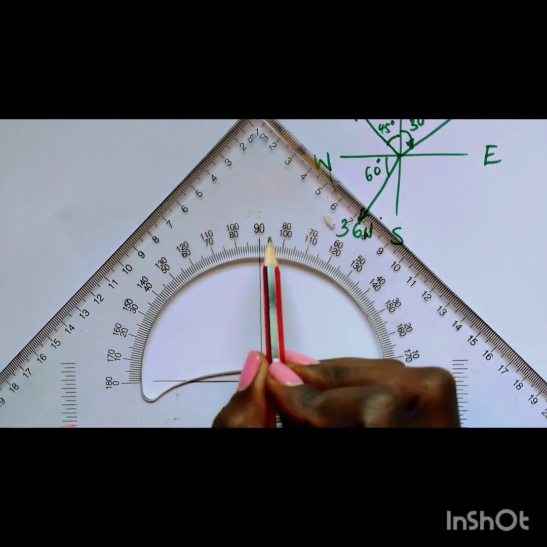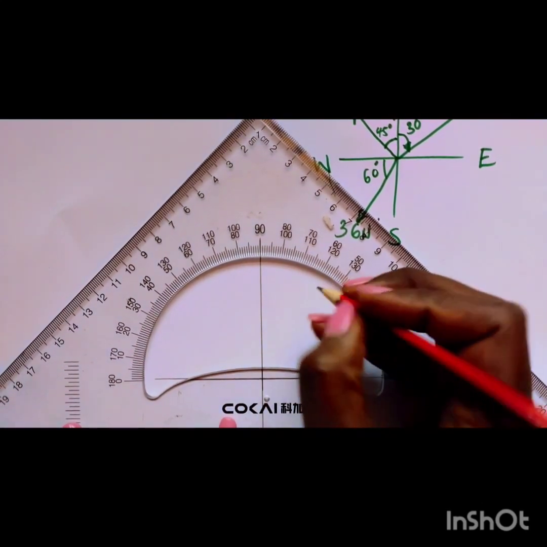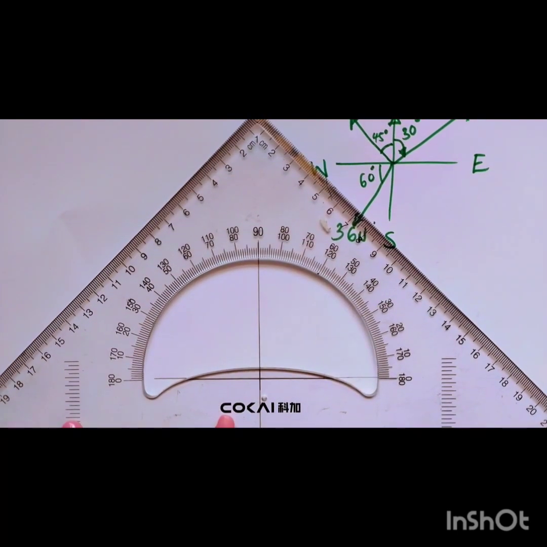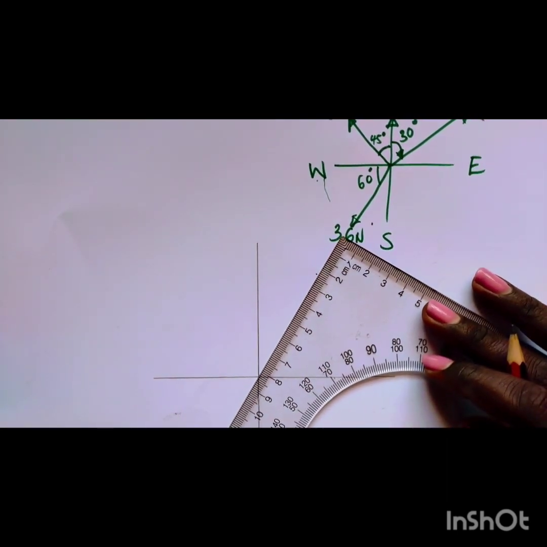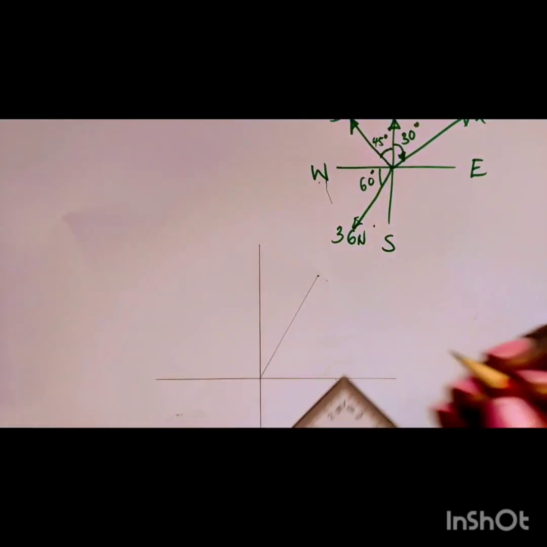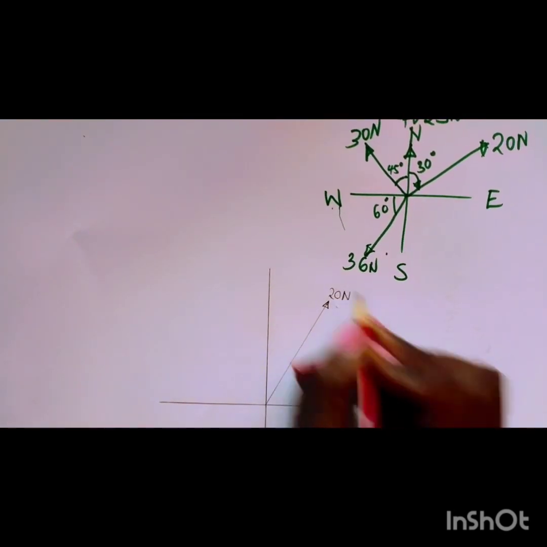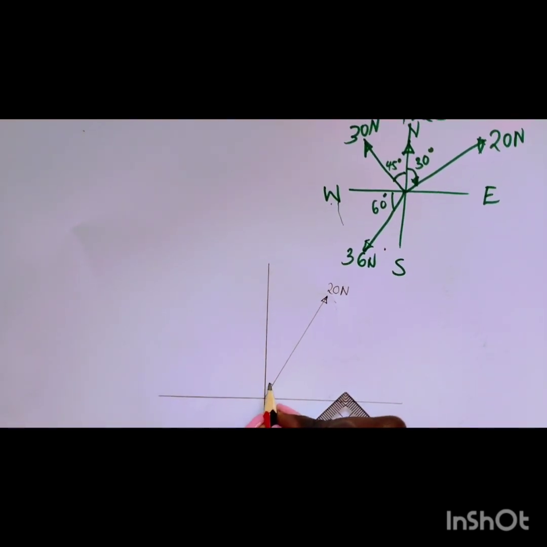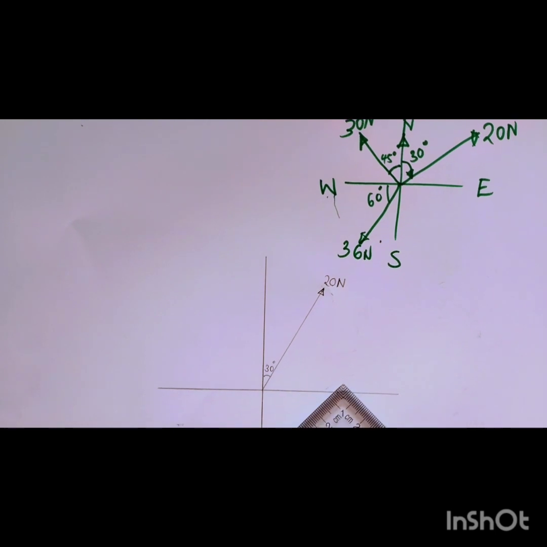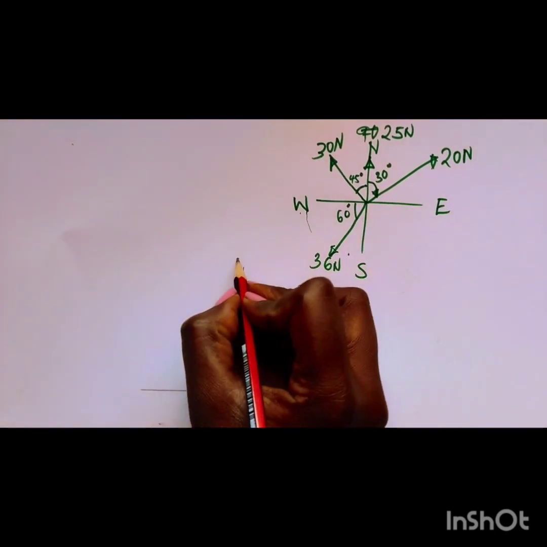Look at the way I'm placing my protractor. This is the north. Now we need an angle of 30 degrees from here to give us the 20 Newton force. So 10, 20, 30. So my 30 is somewhere here. I'm putting a dot. Now proceed and draw that force. So this is my 20 Newton force, and the angle here is 30 degrees. Do the same. We had a force of 25 towards the north, so we don't need to measure that. Just indicate here 25 newtons.